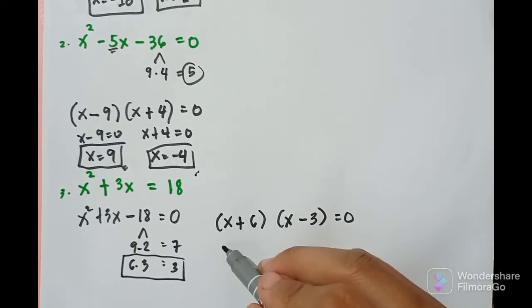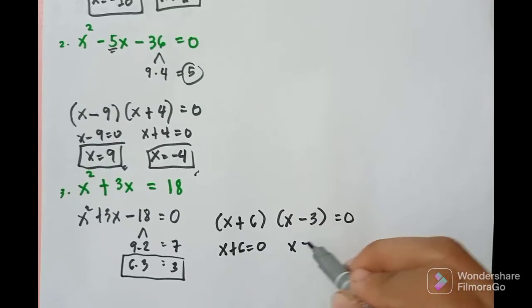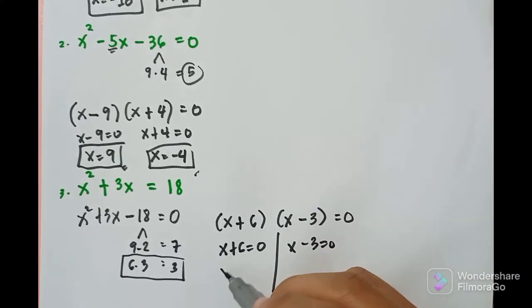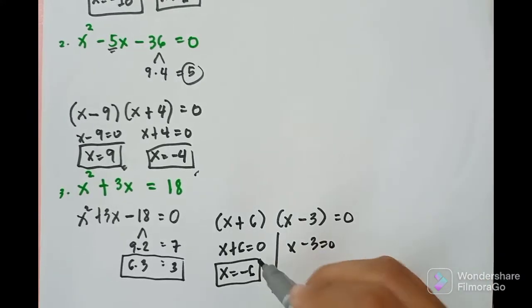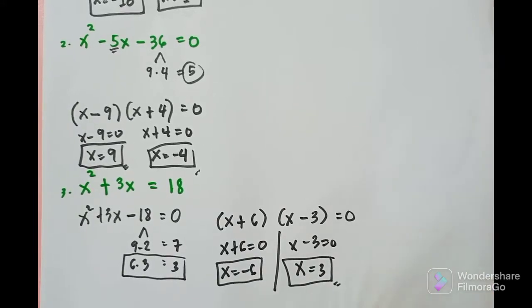So, equate na natin yung factor. X plus 6 is equal to 0. X minus 3 is equal to 0. So, lipat. X is equal to negative 6, and x is equal to positive 3.